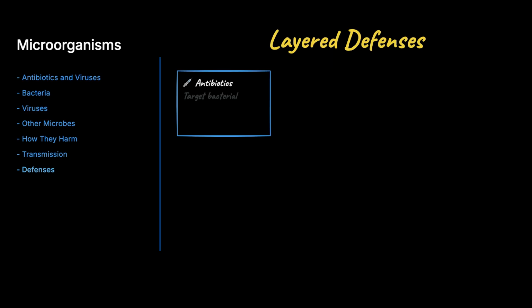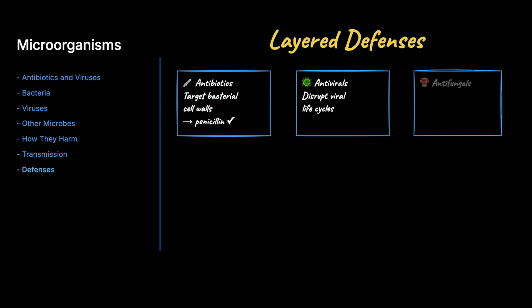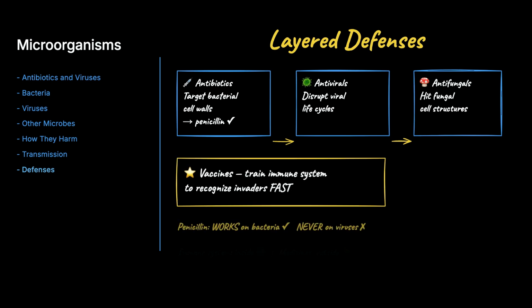Our defenses come in layers. The immune system fights from inside while medicines help from outside. Antibiotics target features unique to bacteria, like their cell walls, which is why penicillin works on them but never on a virus. Antivirals disrupt viral life cycles. Antifungals hit fungal cells, and vaccines train your immune system to recognize an invader fast.